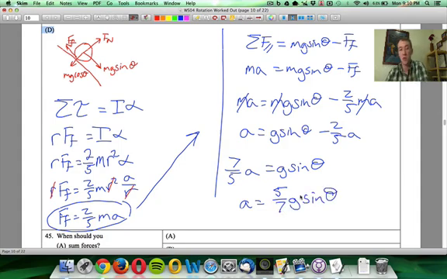Now, I'll be honest with you, I just filled up this whole thing. I'm using a little bit bigger font, but all I did was find acceleration. I didn't even plug in the numbers yet. We'd have to plug in 10 for gravity, and our angle was 30 degrees, and that would give us the acceleration.